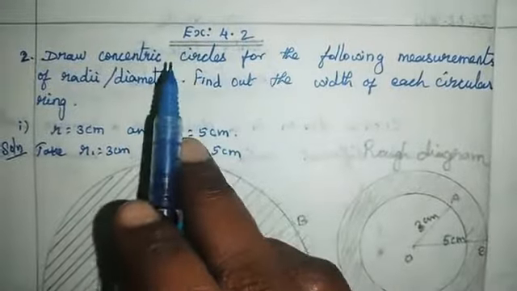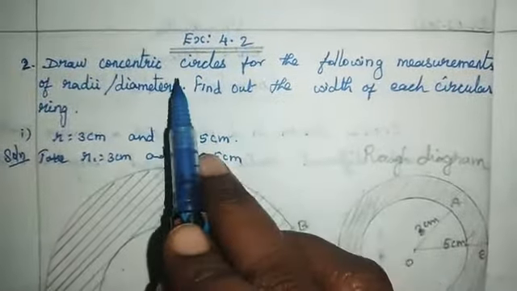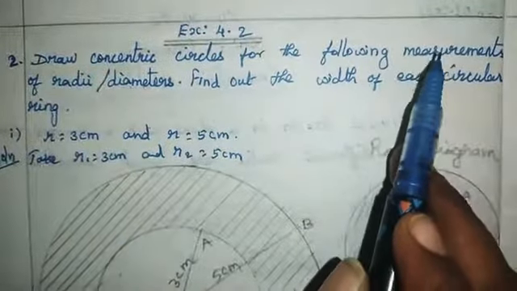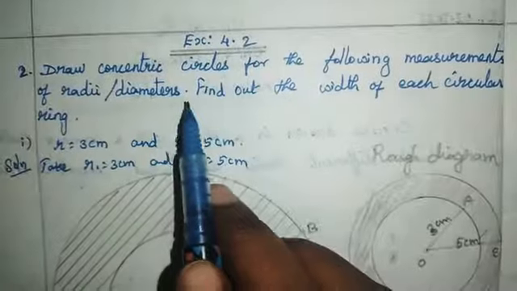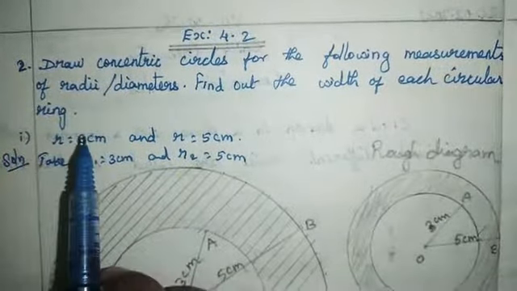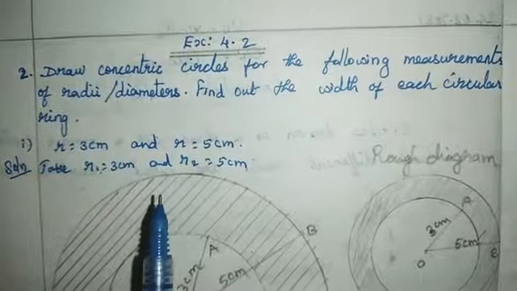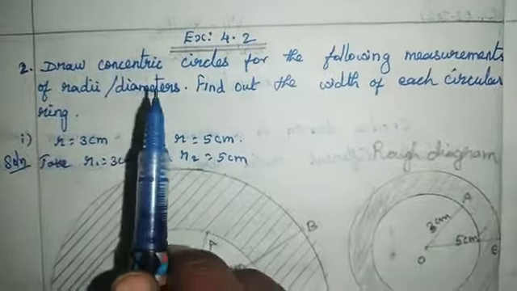Now, let's see exercise 4.2. Second sum: draw concentric circles for the following measurements of radii or diameters. Find out the width of each circular ring. For the given measurements, first you have to draw the concentric circles. Then after that, you have to find out the width of the circular ring.